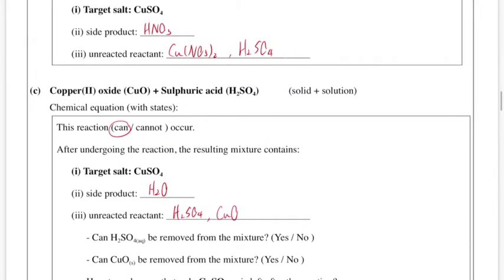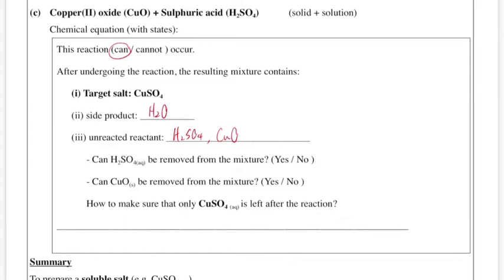But for part C, let's consider the same question. At the beginning, we have a solid reacting with the solution. And now, our side product is just water, so it will become the solvent. And water is actually quite easy to remove, right? Water has a pretty low boiling point, I would say. Okay, and then let's consider how we can remove those unreacted reactants.